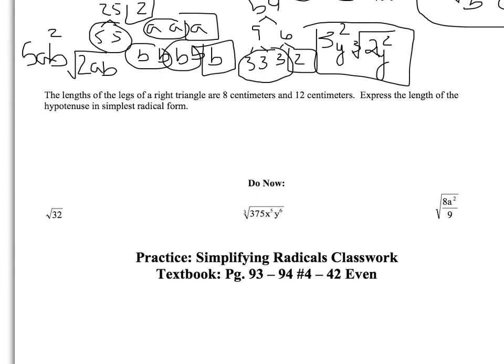See if I have a triangle in here. No. Okay, so we have 8 and 12. Express the length of the hypotenuse in simplest radical form.